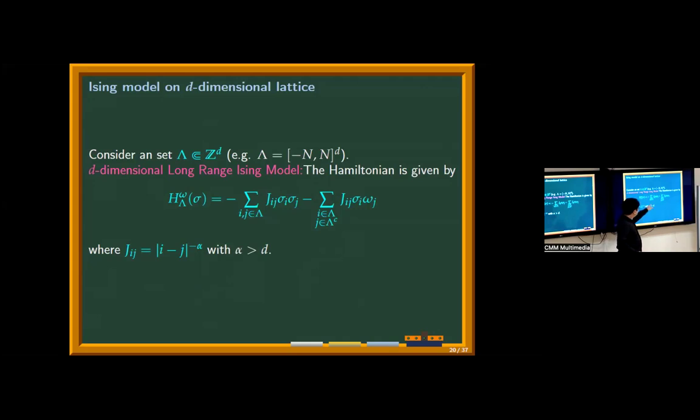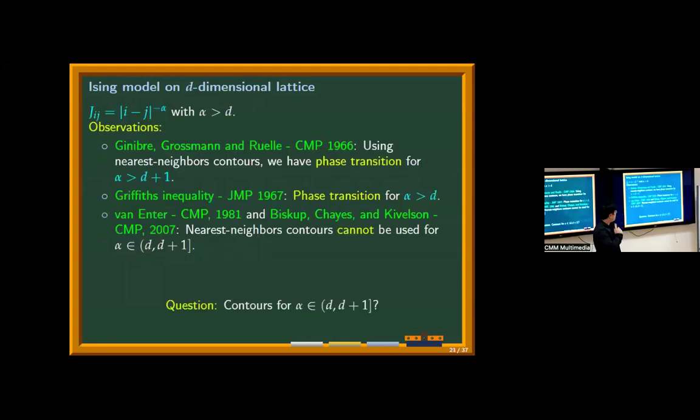Now instead of Z equals one, now it's any d. I'm considering here lambda to be any box. And again, I'm considering alpha larger than d just to satisfy some regularities, to satisfy the absolute summability of the potential. Now, some results about this model. The first result is by Ginibre, Grossmann, and Pfister, who show that there is a phase transition for alpha larger than d plus one. Actually, it's quite expectable that it should be true for any alpha larger than d.